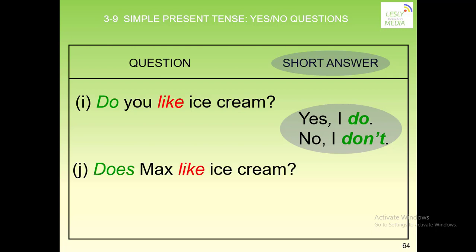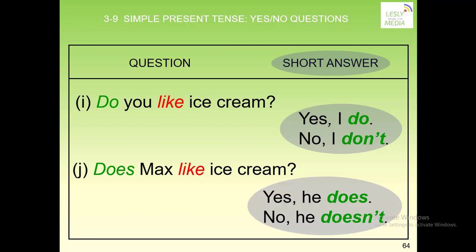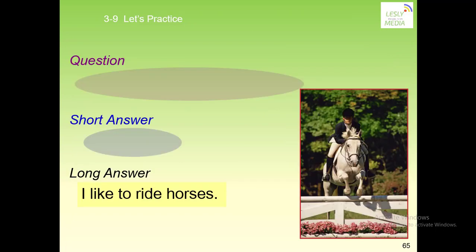How about the long answer? Okay, we'll learn next. Does Max like ice cream? Yes, he does. If the answer is yes. How about no? No, he doesn't. Okay. So how about this one? Can you create the question for this long answer? I like to ride horses. How about to make the question?